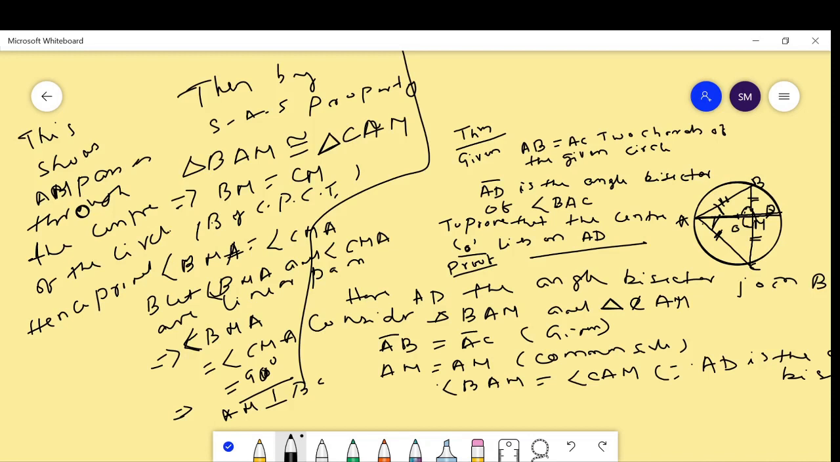Then BM is equal to CM by CPCT, and angle BMA is equal to angle CMA is 90 degrees, which shows that AD is perpendicular to BC. As AD is perpendicular to BC and bisects the chord, AD is the perpendicular bisector of the chord BC, which shows that AD must pass through the center O. Okay. Then next, vice versa.